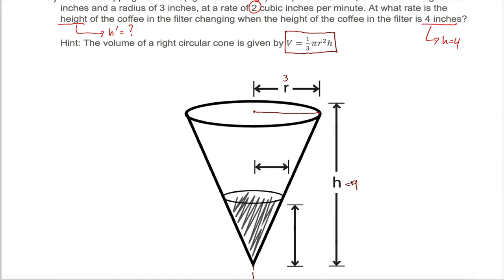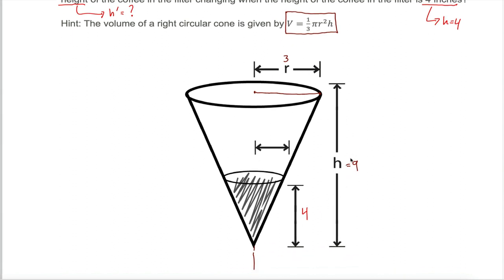So the height of the entire filter is 9, but what I'm interested in is the rate of change at the instant down here where H is equal to 4. This might be kind of confusing because now you have two different H's floating around. Like, which one are you supposed to use? It'll turn out we don't really care about the height of the filter to begin with, nor the radius of the filter. The only reason this 9 and this 3 are given is because what we're going to need to know is the radius at this instant that we're interested in.